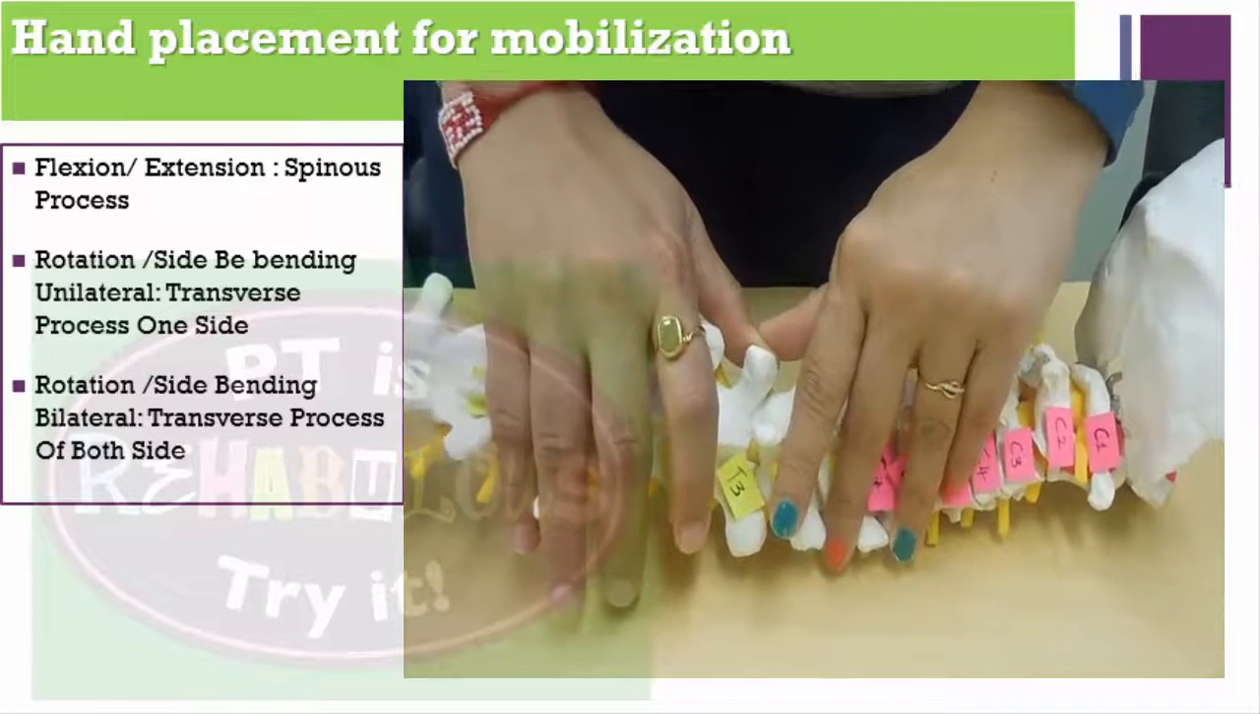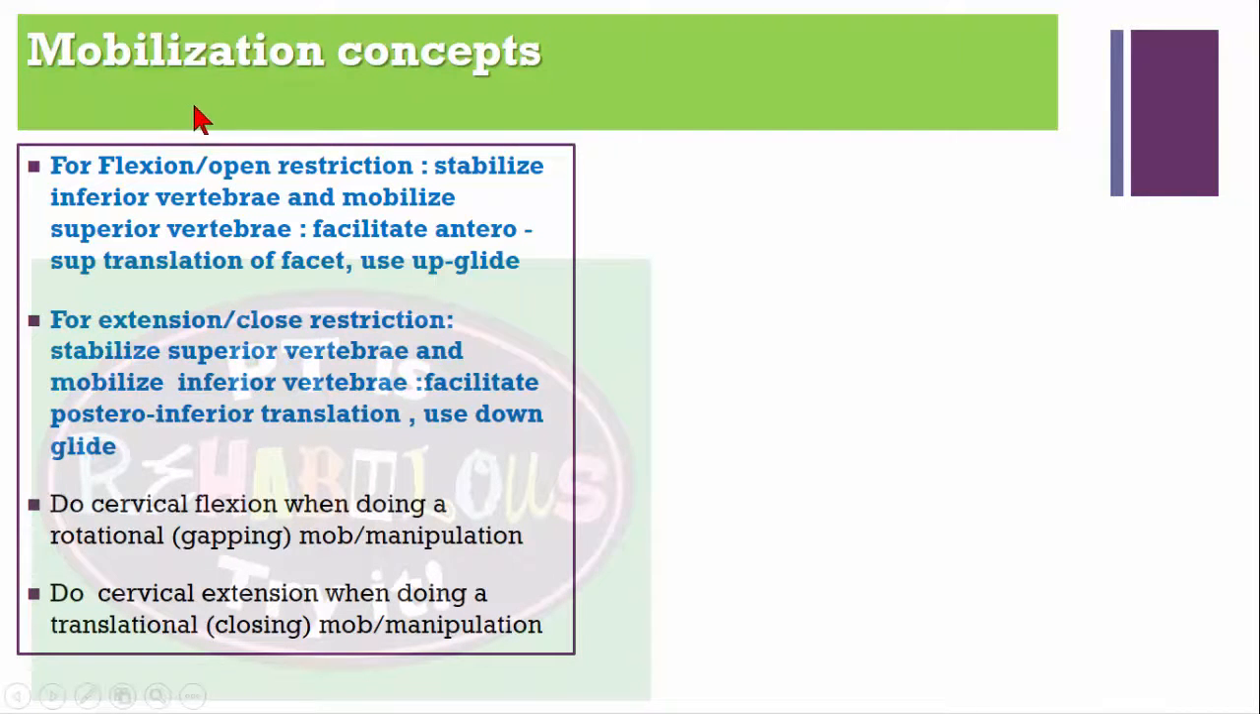Okay, let's learn mobilization concepts. For flexion and open restriction, we have to stabilize and mobilize; for extension or closed restriction, we have to stabilize and mobilize. If we are doing gapping manipulation or rotational manipulation, for that we have to do cervical flexion. If we are doing translational mobilization or closing mobilization or manipulation, for that we have to do cervical extension. This will be easier if we learn on the spine model.